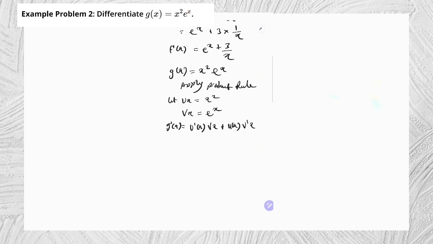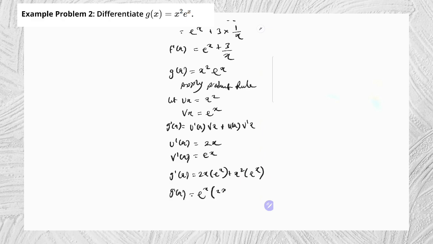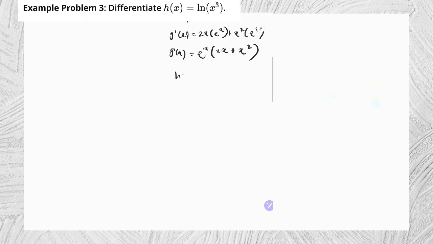Now, when you differentiate u of x and v of x, u of x differentiated will give you 2x, and v differentiated will give you e raised to power x. And when you substitute those values into your product rule formula, you end up with 2x times e raised to power x plus x squared times e raised to power x. And once you factor out e raised to power x, you are left with e raised to power x times (2x plus x squared). For this question, we're asked to differentiate h of x equal to ln x cubed.